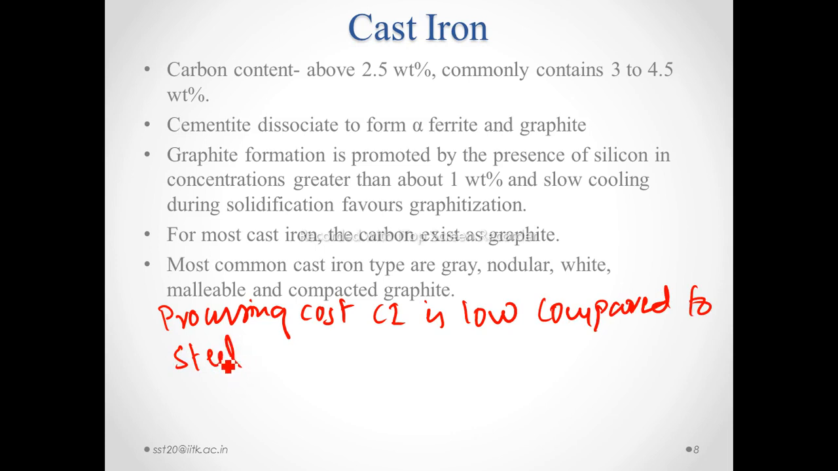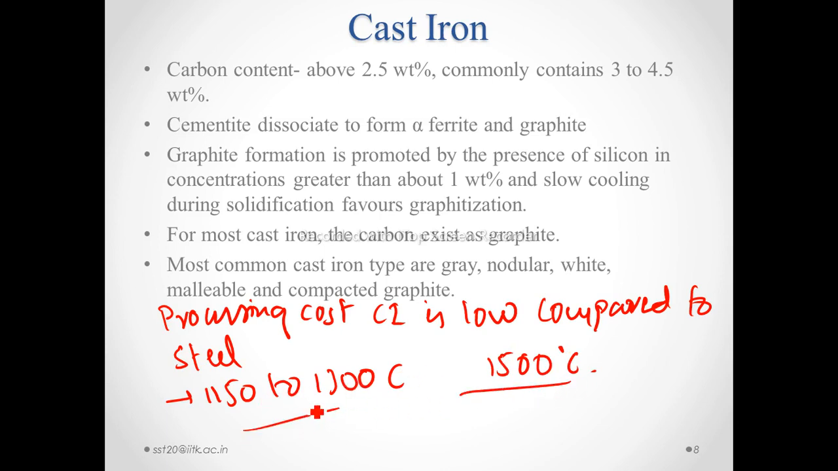Why does it have a low processing cost? Because the cast iron melting point is about 1150 to 1300, whereas for steel the melting point is about 1500. So due to this change in temperature, the processing cost is reduced compared to that of steel.